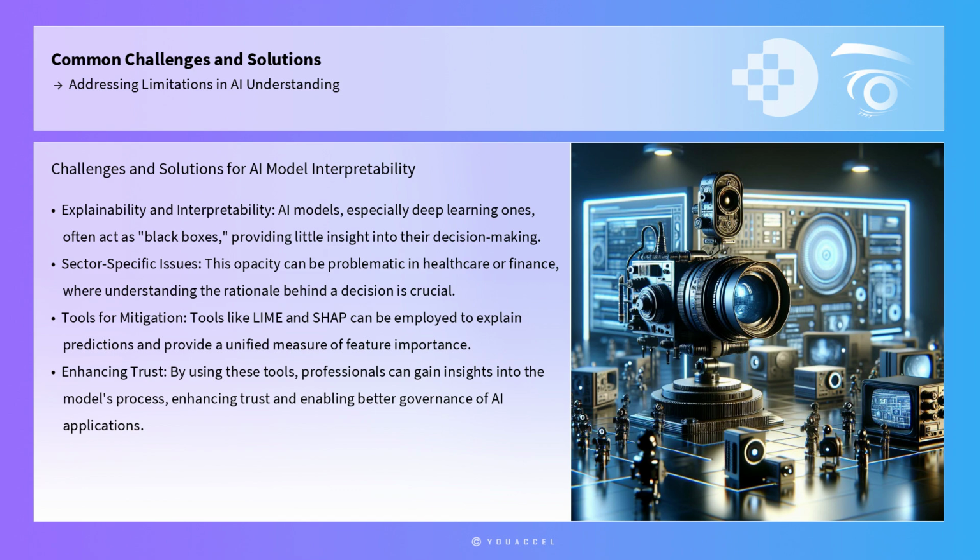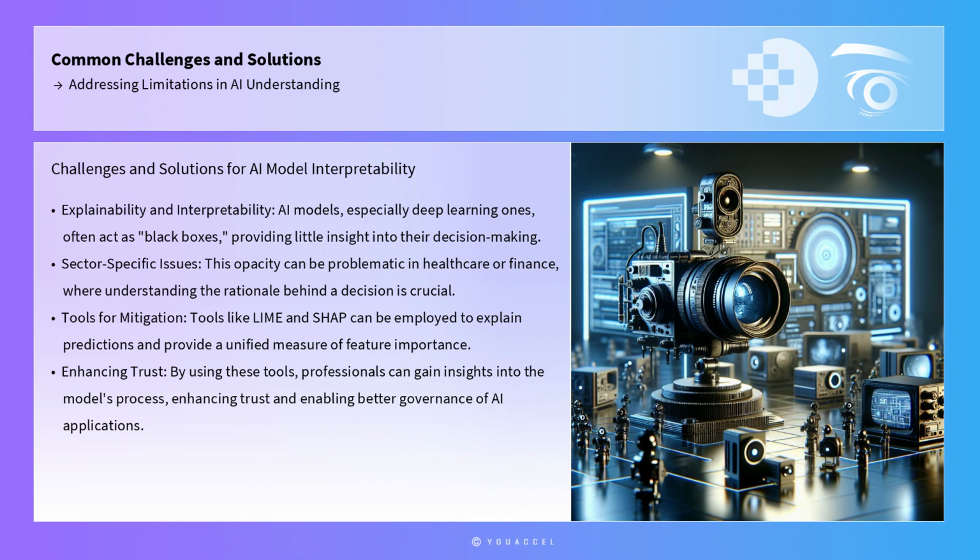Another significant limitation is the explainability and interpretability of AI models, especially those based on deep learning. These models often operate as black boxes, providing little insight into how they arrive at specific decisions. This opacity can be problematic in sectors such as healthcare or finance, where understanding the rationale behind a decision is crucial. To mitigate this, tools like LIME and SHAP can be employed.